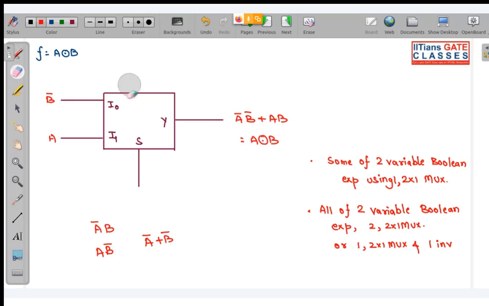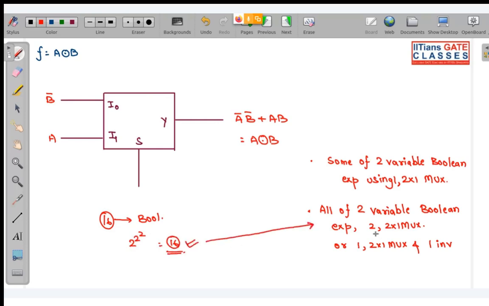See, I told you, using two variables, I can construct 16 Boolean expressions. Why? 2 to the power 2 to the power 2. So that is 16. All of the 16 functions can be constructed using either 2 cross 1 mux or a single 2 cross 1 mux and 1 inverter. But when I use just a single mux, out of this 16, only some of the functions can be implemented, due to the fact that I need one more mux to create one complemented variable.